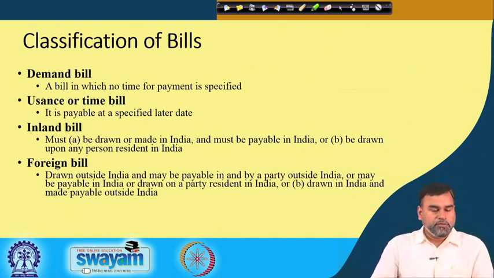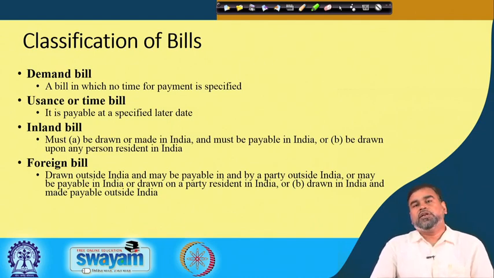We have a demand bill, and we have a time bill. What do you mean by the demand bill? The demand bill is a bill in which no time for payment is specified. As we just discussed, no specific time is mentioned in that bill, so at any point of time the bill can be produced before the bank and the money can be paid against it. That is called the demand bill. But a time bill is payable at a specified later date.